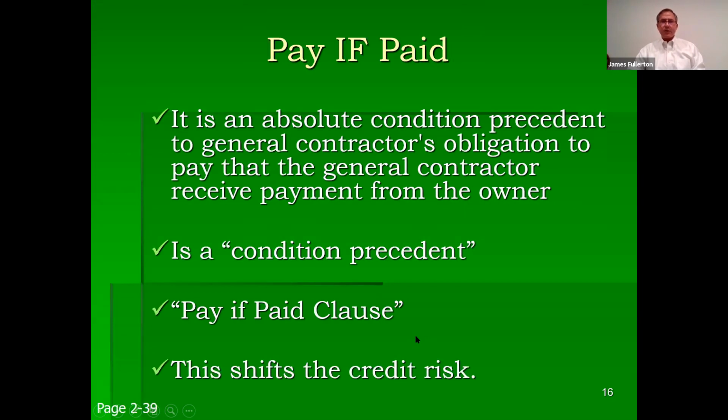This does shift the credit risk. If you have a pay if paid clause in your contract as a subcontractor, you are agreeing to finance the project. You are going to pay for completion of that project. You will be paid if and only if the owner remains solvent and the GC does in fact get paid.